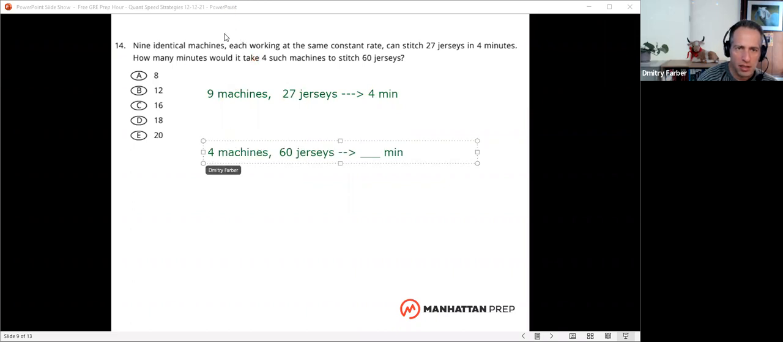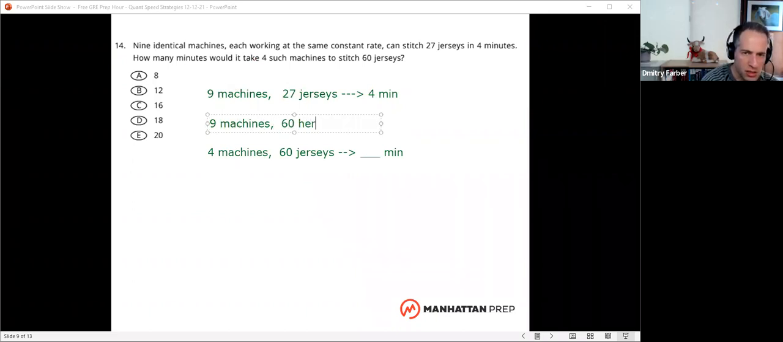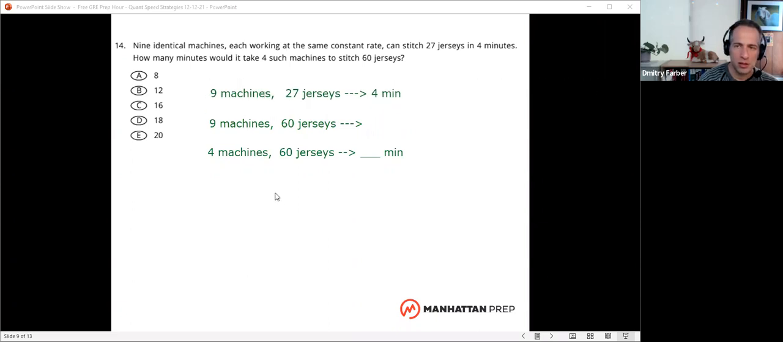Could we say, look, what if I wrote this? What if I had 9 machines, but I want to do 60 jerseys? What would I know about that time? Same workers, same speed. What's going to happen to the time? When I've got about double the work, it's probably going to take about double the time, right? So I know it's right away greater than 8 minutes.